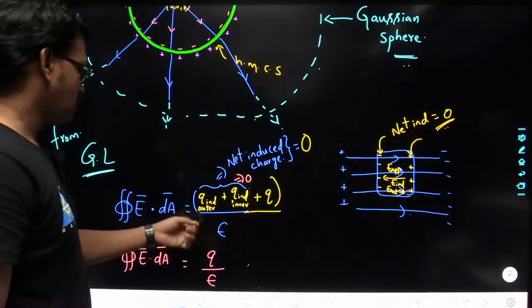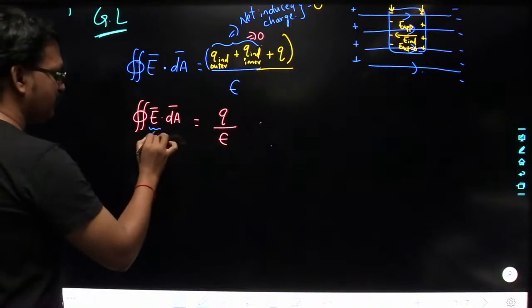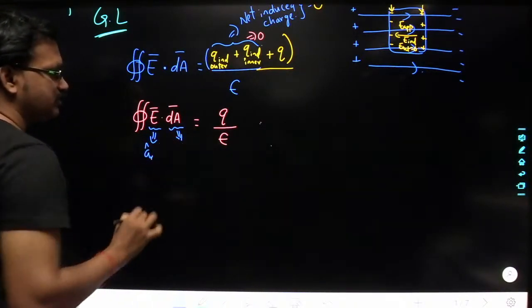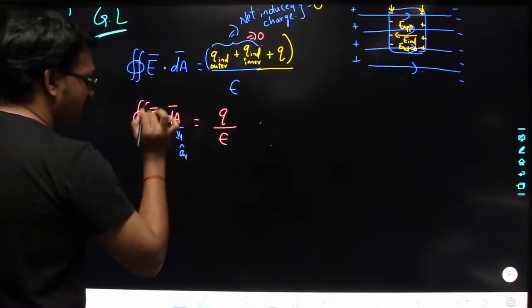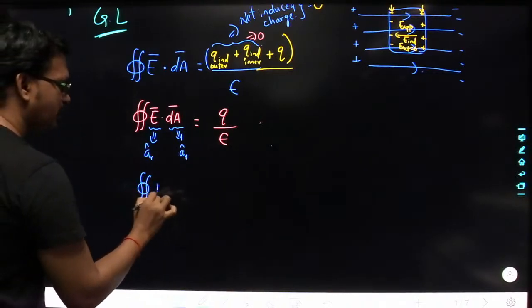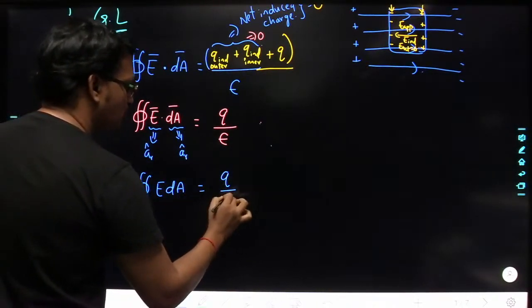So from this, now we can easily solve this problem here. Now here the electric field is pointing in the r cap direction. The differential area, that is the small differential area on the surface of the sphere, is also pointing in the r cap direction. So this dot product will get simplified. So you are going to get closed surface integral E dot dA, which is equal to Q by epsilon.